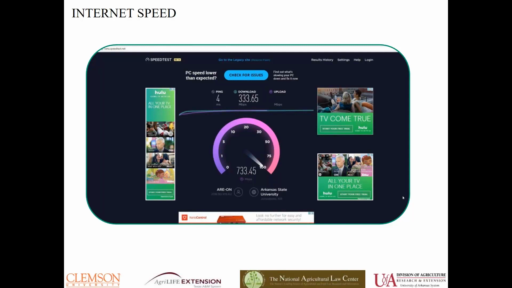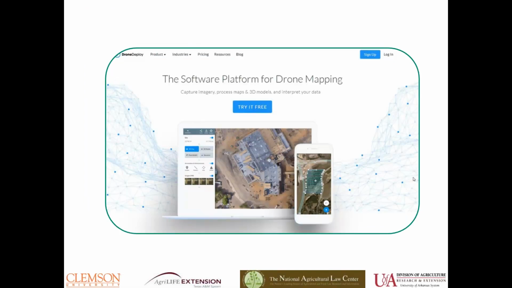If you do plan to upload images to an outside vendor, you need to also consider what type of internet speed you have. In the university, we are very fortunate to have access to very fast internet speeds. One source where you can test your speed is speedtest.net. Since we already introduced this concept of using outside providers to process your images, be aware that there are many options available to you.